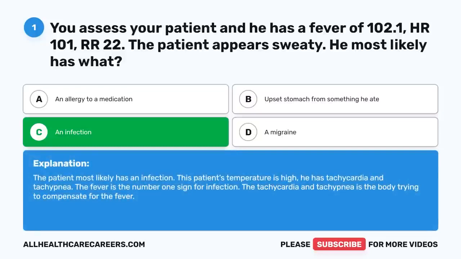This patient's temperature is high. He has tachycardia and tachypnea. The fever is the number one sign for infection. The tachycardia and tachypnea is the body trying to compensate for the fever.